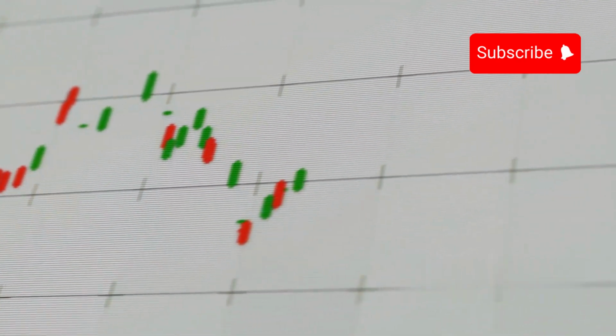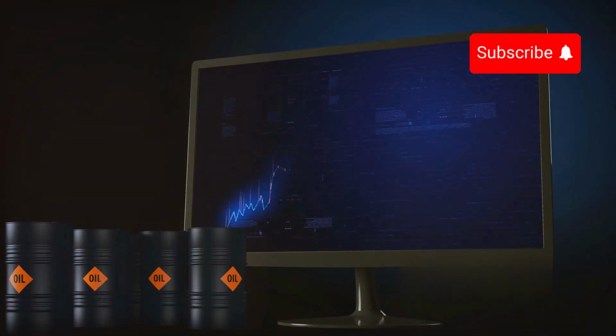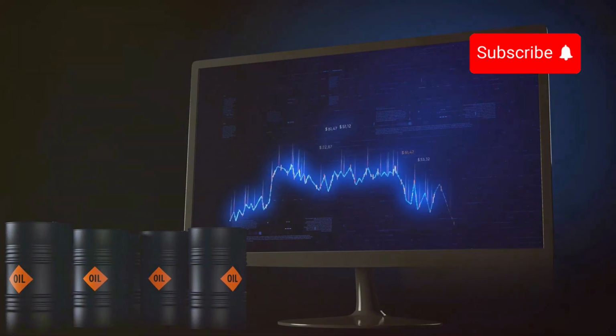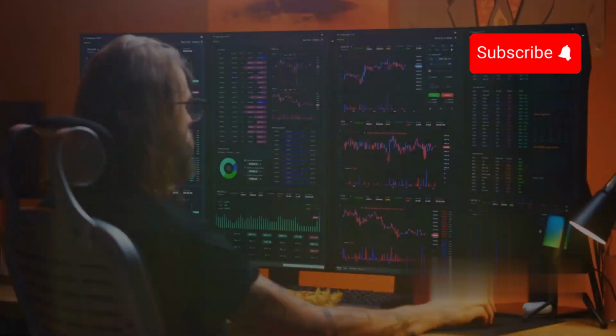If the price moves in your favor by 5%, you stand to gain $500, which is a 50% return on your initial $1,000. However, if the price moves against you by 5%, you lose $500, which is half of your account balance. This illustrates the high stakes involved in leverage trading.